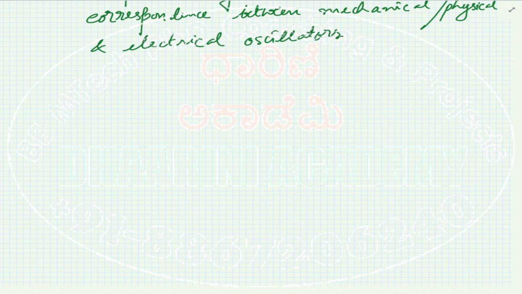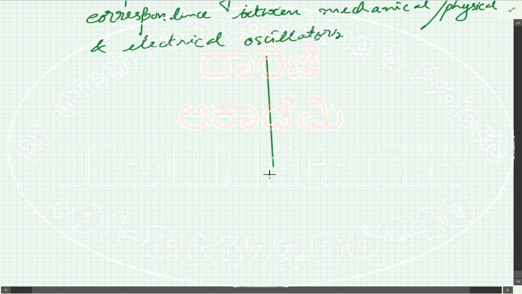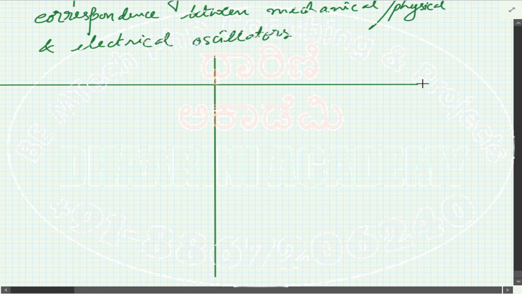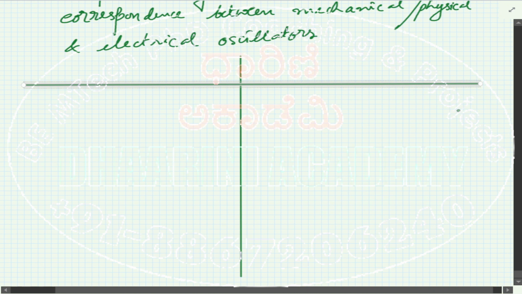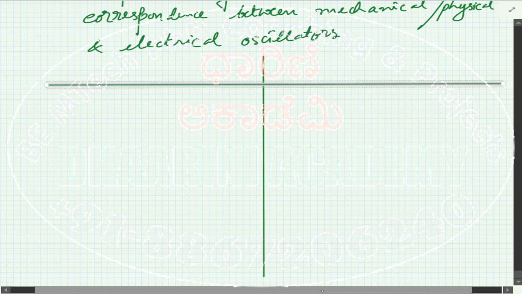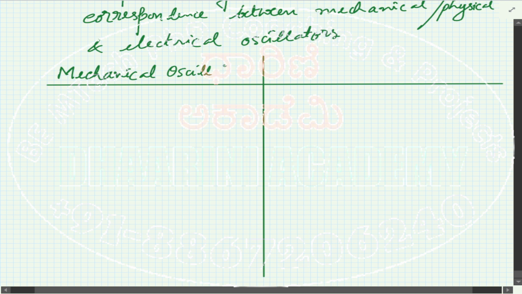Okay, so on the left side, I'm going to write the points corresponding to the mechanical system, and on the right side, let me write about the electrical system. So on the left hand side, I'm writing the quantities of the mechanical oscillator, and on the right side we are writing the electrical or electronic oscillator.